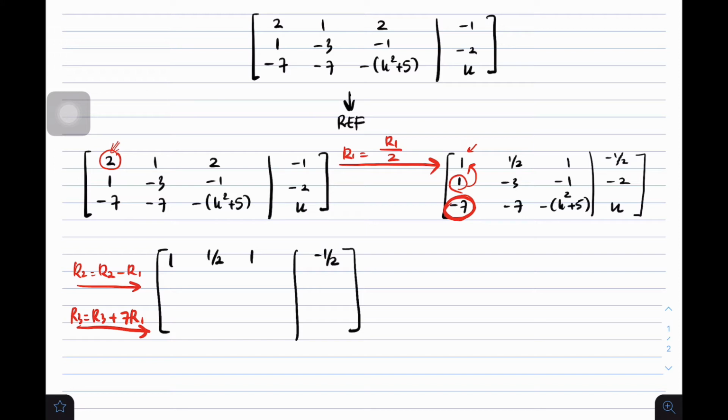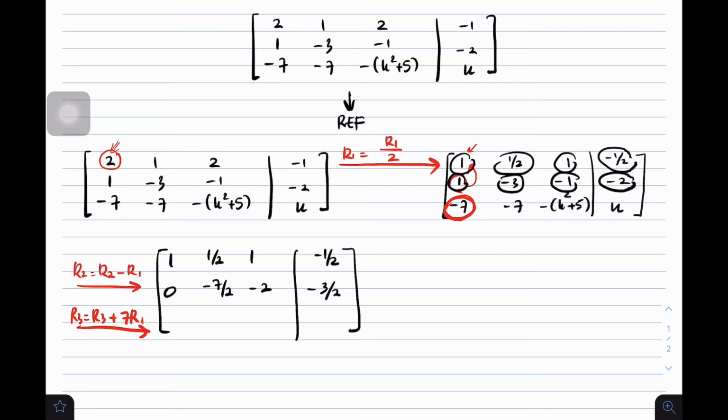Here row number 2 minus row number 1. So 1 minus 1 is 0 here. Negative 3 minus 1 over 2. Negative 3 is negative 6 over 2 minus 1 over 2. You will get negative 7 over 2 here. Negative 1 minus 1, you will get negative 2. Negative 2 minus negative 1 over 2, you will get negative 3 over 2. This one you can calculate with calculator.